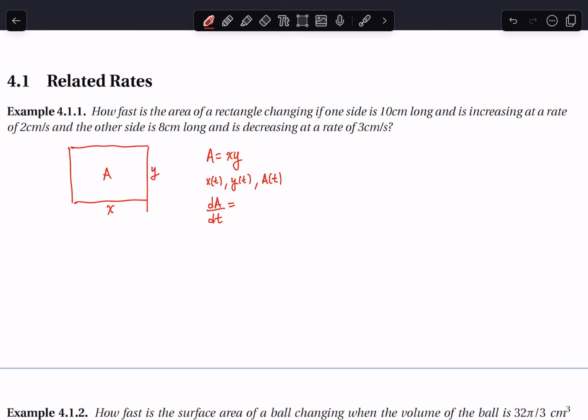So we use the product rule, which says that this is equal to dx over dt times y plus x times dy over dt.